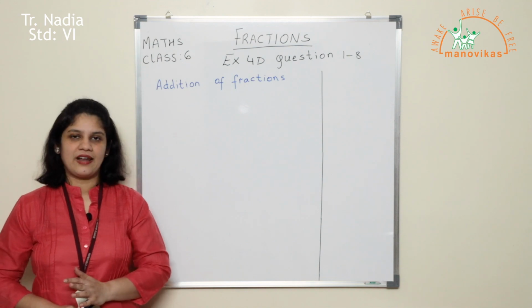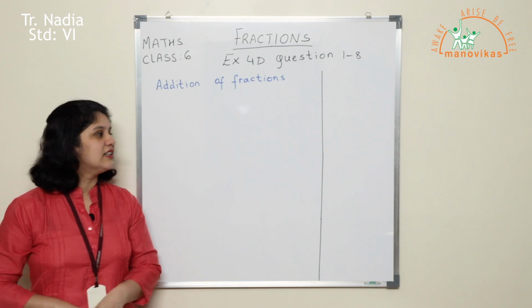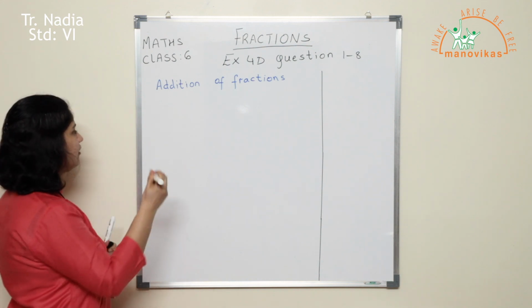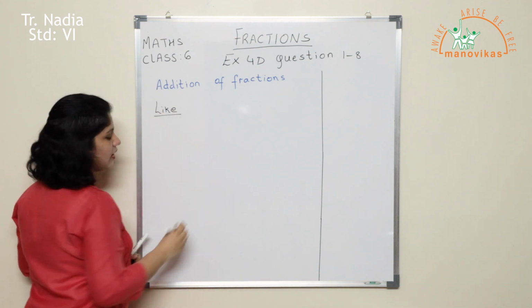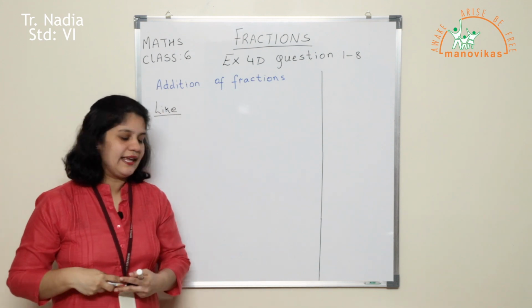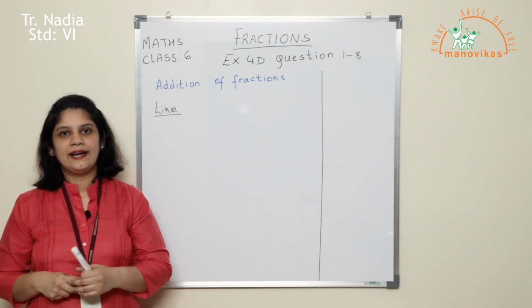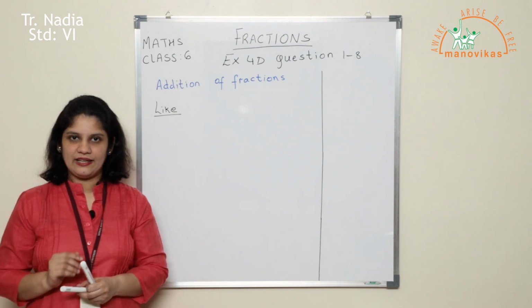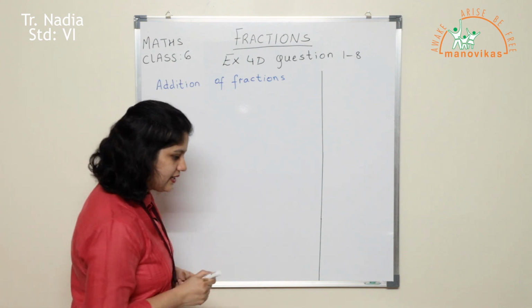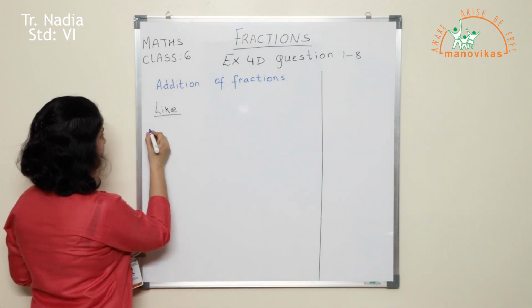Now in addition of fractions, there are two kinds of fractions that we will learn to add. The first kind is like fractions. I hope we all remember what like fractions are. Like fractions are fractions which have the same denominator. So I will first show you a few examples with like fractions. Let us take some examples and understand how to solve like fractions.